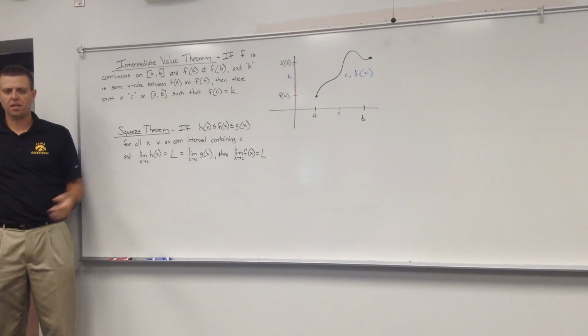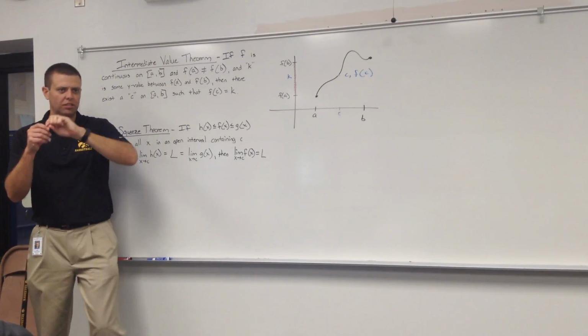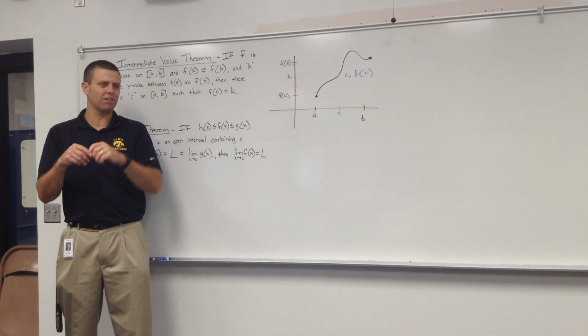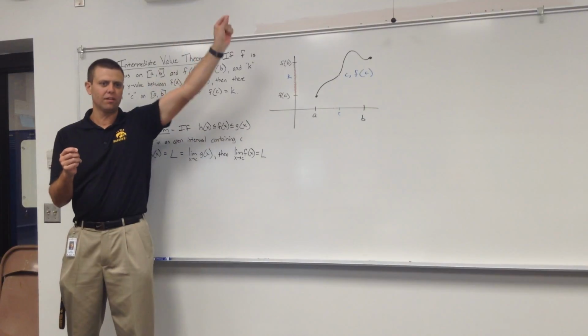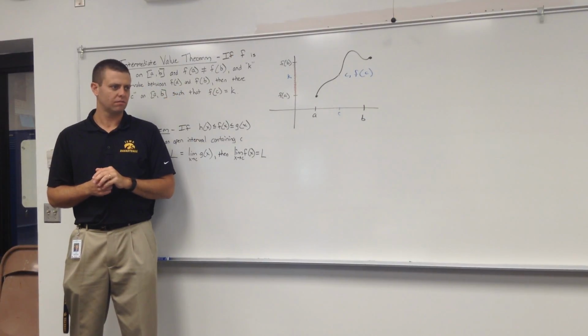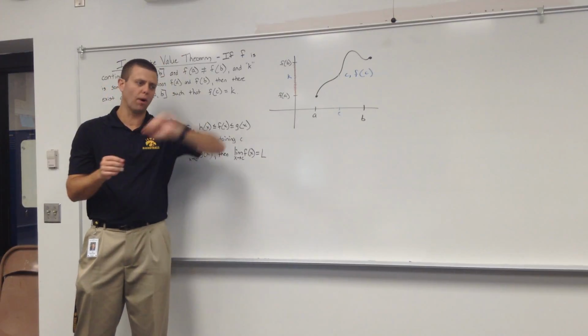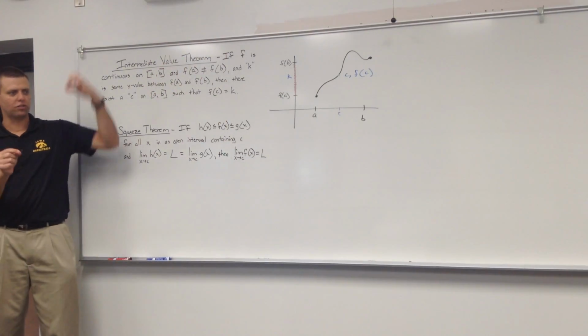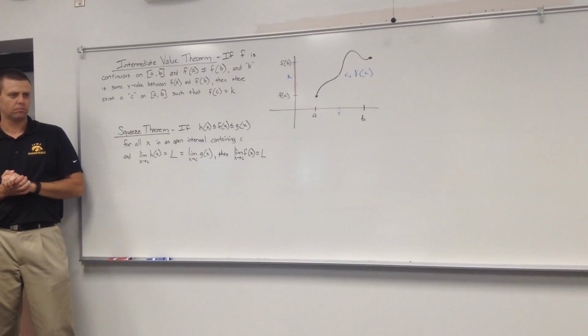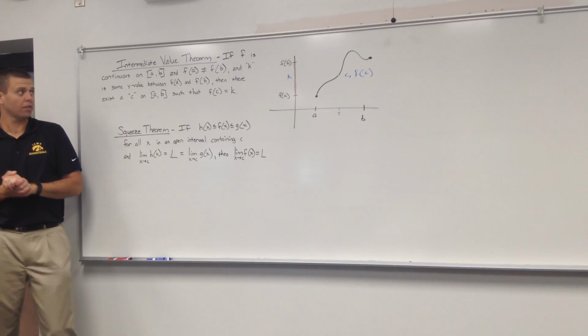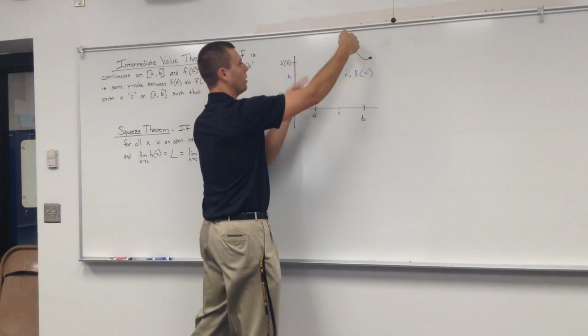In a nutshell, the intermediate value theorem just says if I've got a continuous function, I guarantee you I hit every y value from here to here. Guaranteed. There has to be some x value that helps me hit every y value from wherever I started to wherever I stopped. It could hit more y values, yeah, like this one did. It went above f of b.